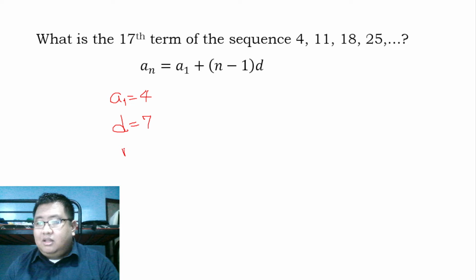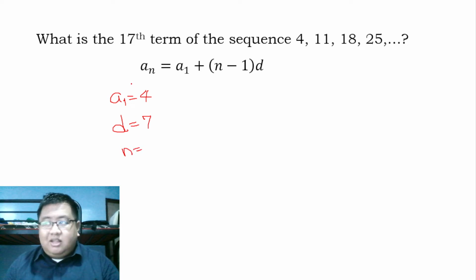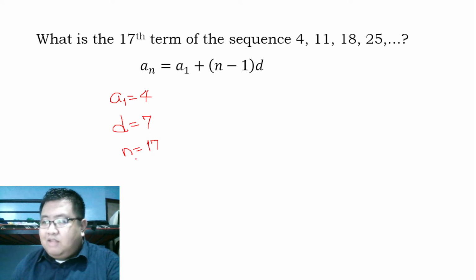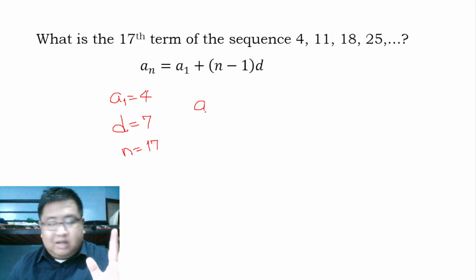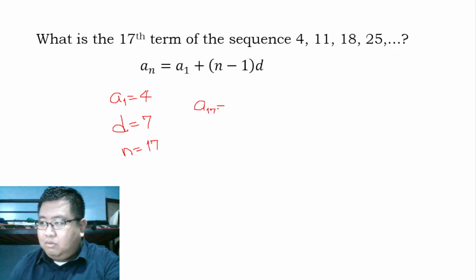Now, what is n? Well, we're looking for the 17th term, so our n is 17. Now, given these values, we will be able to find a sub n. It's just substitution. A sub 17 is equal to a sub 1 plus n, which is 17 again, minus 1 times 7.